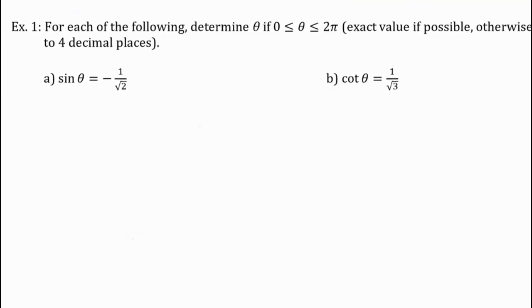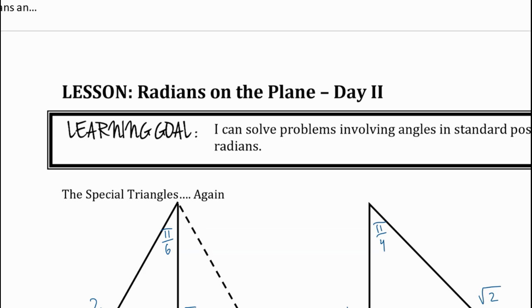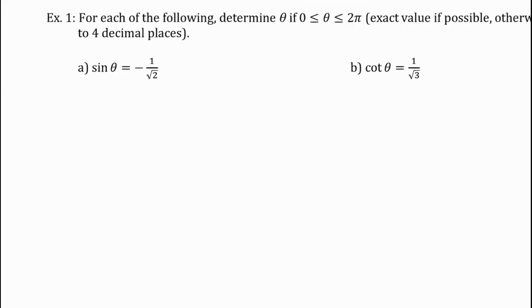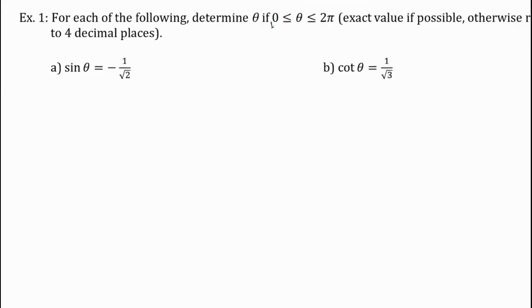Take a look at the instructions here. For each of the following, determine theta if it's between 0 and 2 pi. So these questions give you a domain, otherwise there would be infinite answers. And that domain can change. And the last example that we're going to do together today will explore that a little bit.